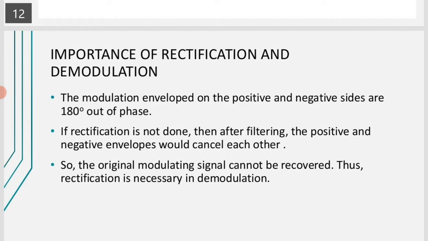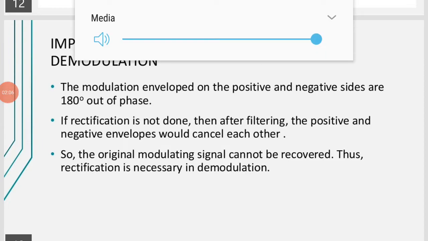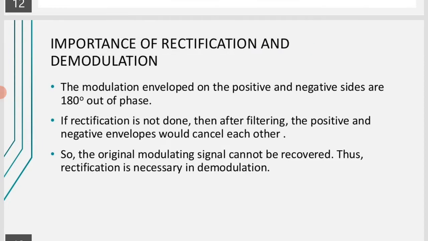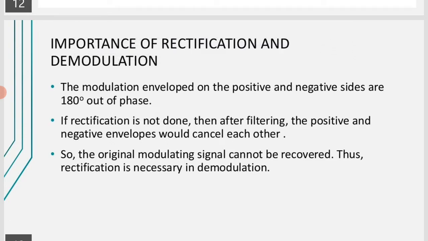The importance of rectification in demodulation is this: the modulation envelopes on the positive and negative sides are 180 degrees out of phase. If the rectification is not done, then after filtering, the positive and negative envelopes would cancel each other. So the original modulating signal cannot be recovered. Thus rectification is necessary in the demodulation process.